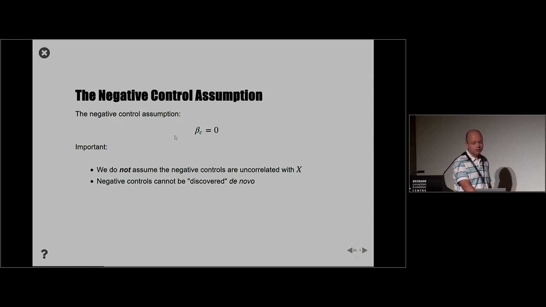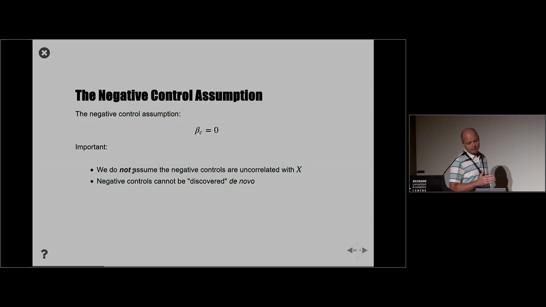So the key assumption that goes into all of this is that the regression coefficients, the beta sub c's, for the negative controls, are equal to 0. Okay. This gets a little bit subtle, so I want to stop and highlight it very clearly. What we're assuming about the negative controls is effectively that they are not affected by the factor of interest, which is different than saying that they're uncorrelated with the factor of interest.